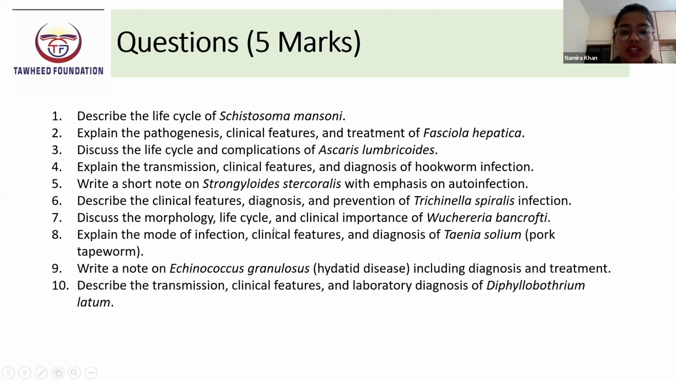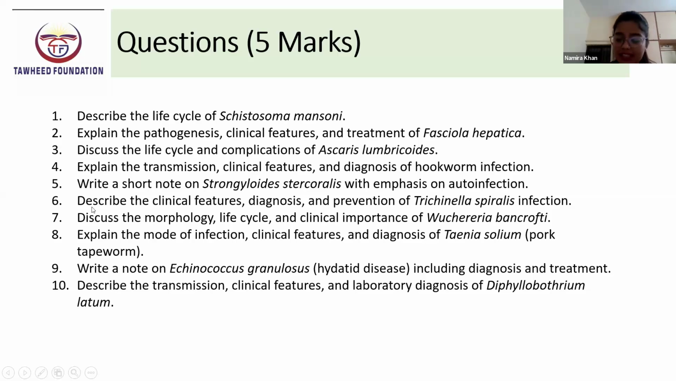Seventh, discuss the morphology, life cycle, and clinical importance of Wuchereria bancrofti. Eighth, explain the mode of infection, clinical features, and diagnosis of Taenia solium, which is caused by the consumption of pork tapeworm. Ninth, write a note on Echinococcus granulosus, that is hydatid disease, including diagnosis and treatment. Last, describe the transmission, clinical features, and laboratory diagnosis of Diphyllobothrium latum.